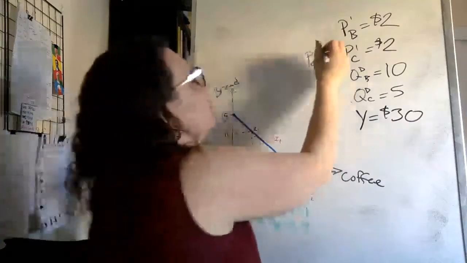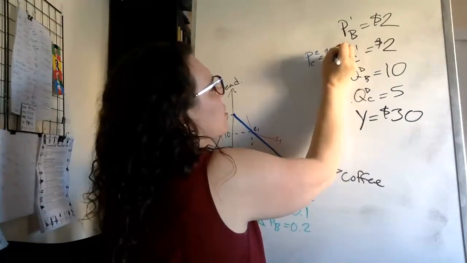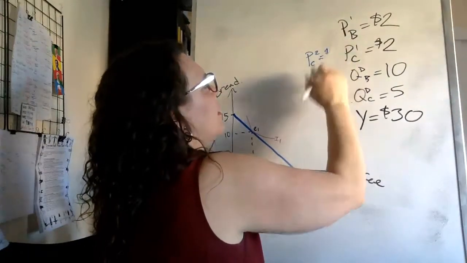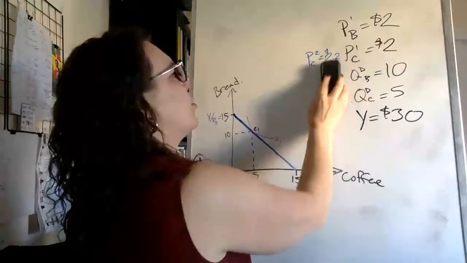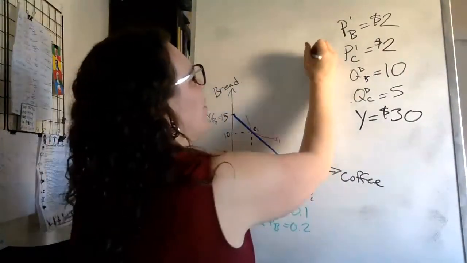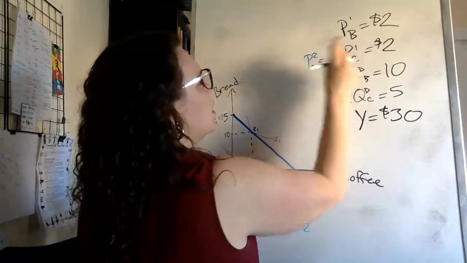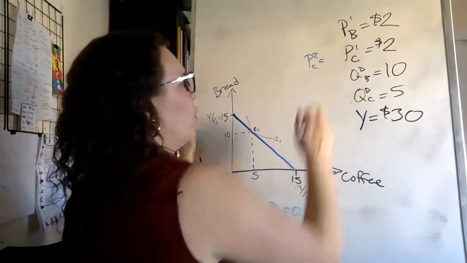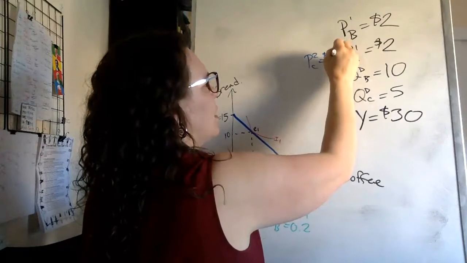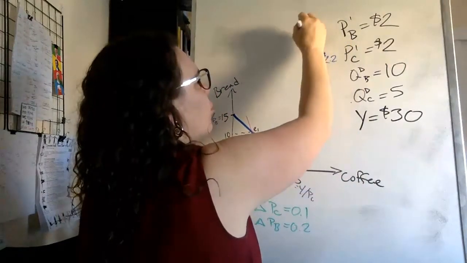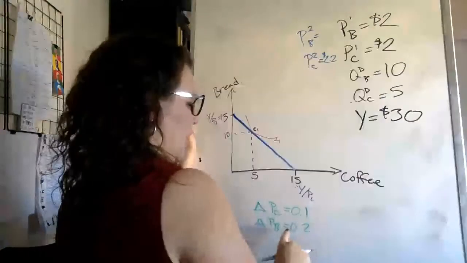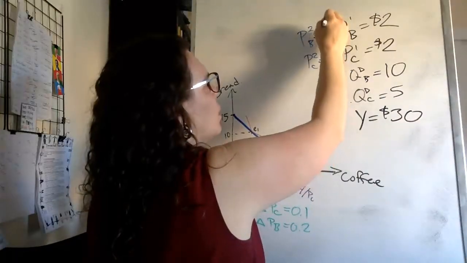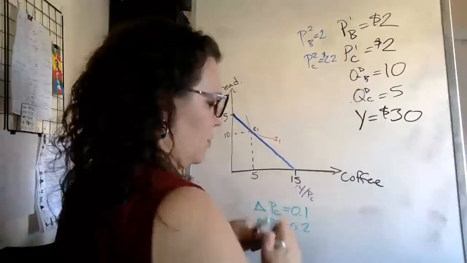In period 2 is $2.20. Try and make that look not terrible. I'm going to start over because it does look terrible. So the price of coffee in period 2 is $2 times 1.1 or $2.20. The price of bread in period 2 is $2 times 1.2 or $2.40.